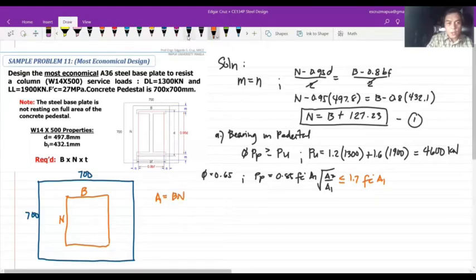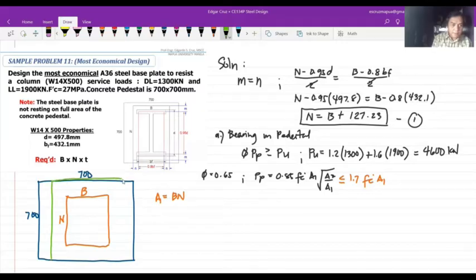Now, what about A2? Let me assume that this is A2. I'll maximize the 700 dimension, and I'll be looking at this other dimension, 700 by Z. Let me call this Z. This is the Z dimension, because they have to be proportional with the orange, the base plate. So A2 is 700 times Z.